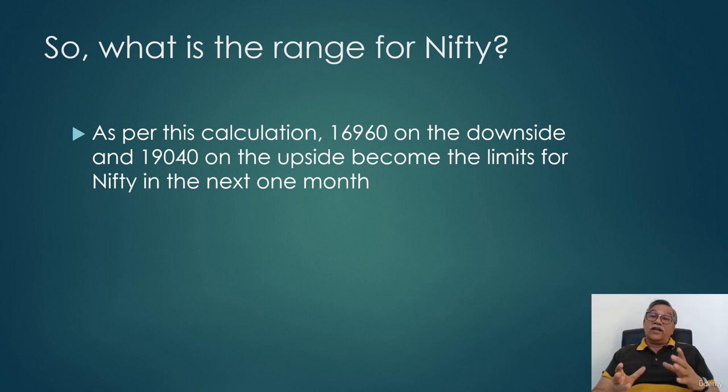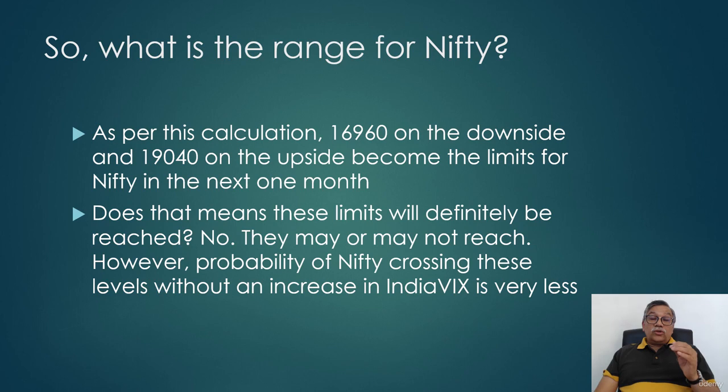If annual volatility is not 20, if it is 15, then you will have to divide 15 by the number 3.46 and get the answer how many percents or how many points Nifty can move in the next 1 month. Okay. So does that mean these limits will definitely be reached? I already said no. They may or may not reach. But probability of Nifty crossing these levels without increase in India VIX is almost not there.